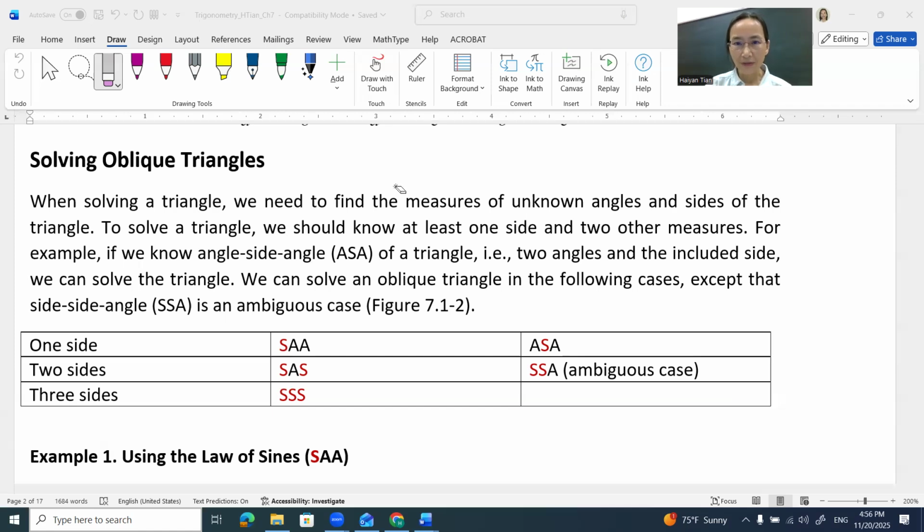In the following, I'm going to solve a case of side, angle, angle. Also, let's solve angle, side, angle. They're both in this category, that is, knowing one side and two angles, right? So let's look at an example.